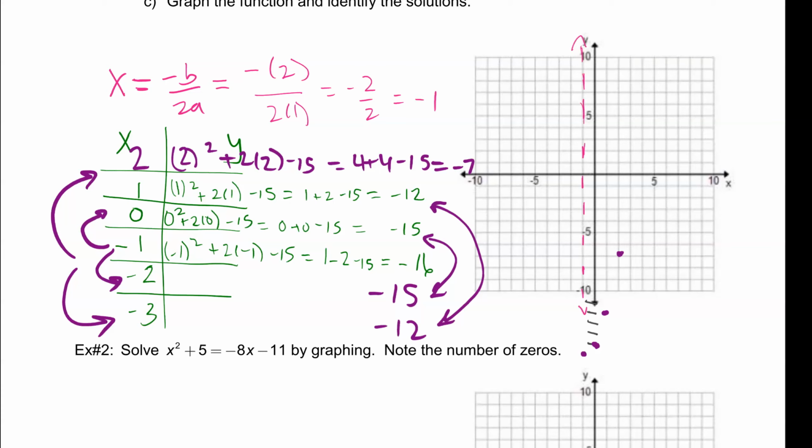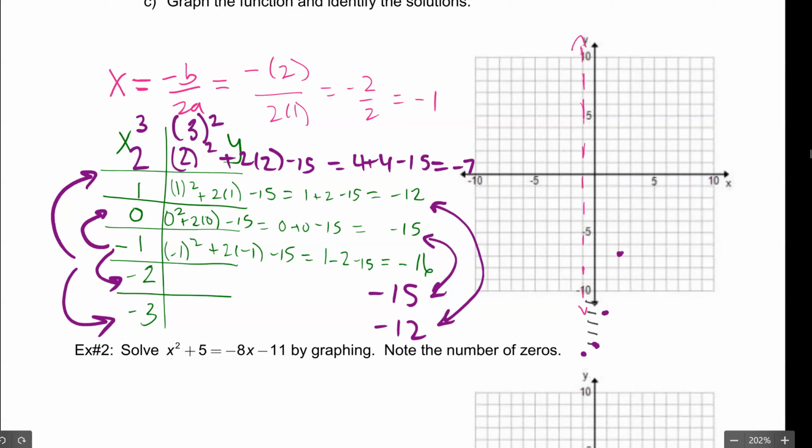Because ideally we're trying to graph it and then find the graph of the function, identify the solutions. So I see I'm starting to have a parabola form, but I want to know where it's actually going to be crossing the x-axis. So I should have picked a better number. I shouldn't have had that -15.